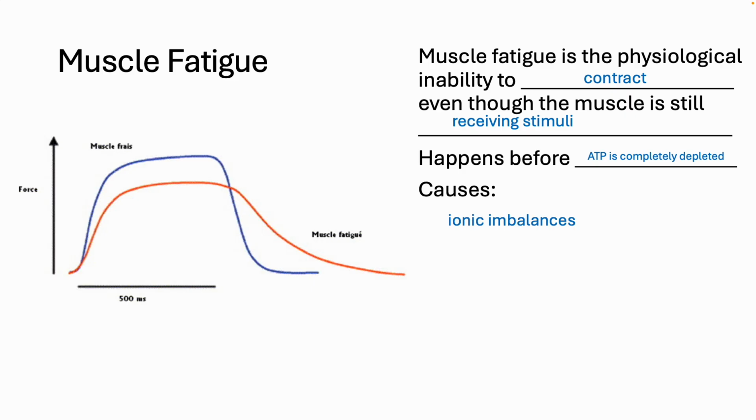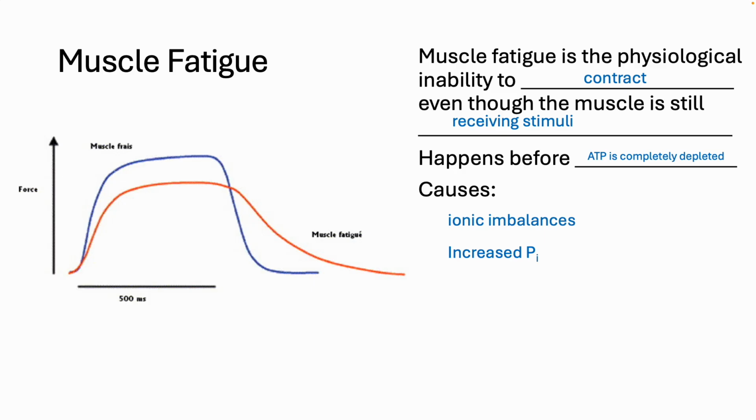Ionic imbalances are thought to maybe play a role. Several ionic imbalances, such as the potassium and the sodium that is moving across the membrane is being lost, and so this is thought to disturb the membrane potential of the muscle cells, also reducing the size of the action potential even though you have the stimulus there.